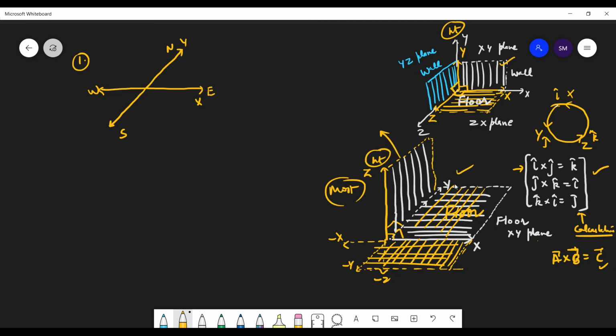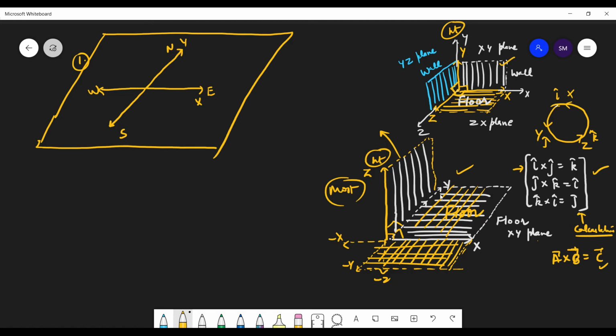You can see these lines are parallel, right? So make two parallel lines. That's the plane that you are talking about. And here you can see this is the XY plane, right? Good. So this XY plane we have taken. Okay. So X, then Y, and then Z. This is the flow that I'm talking about.